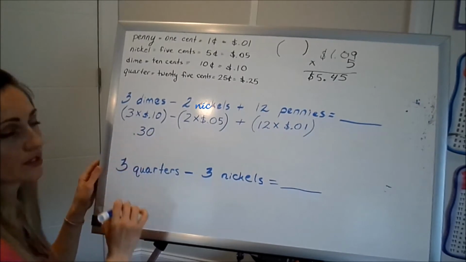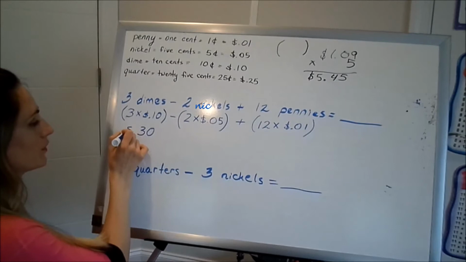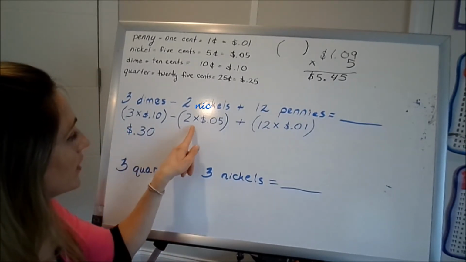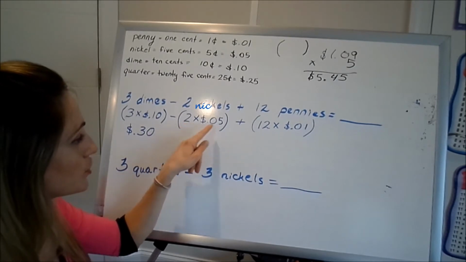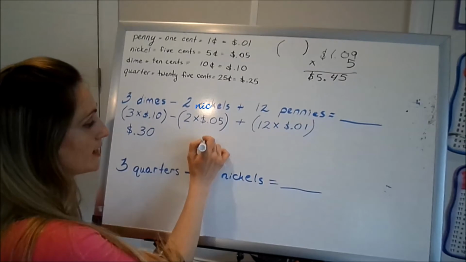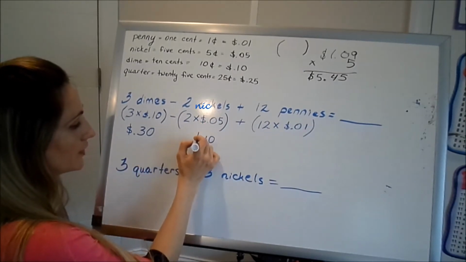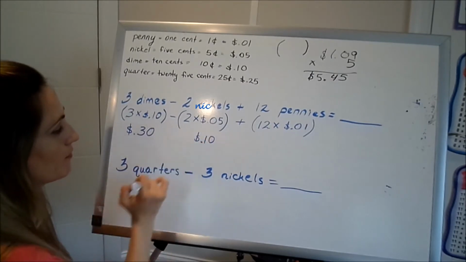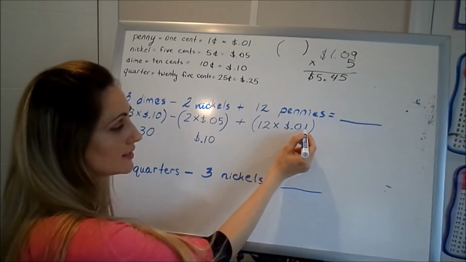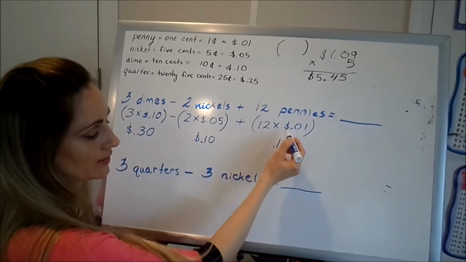That's easy. You already know how much 3 dimes is, right? And you are going to write it as a decimal point with a dollar value. Then you're going to write 2 nickels. What's 2 fives? It's a 10. So you're going to write 10, put its decimal sign there. Don't forget the dollar sign. There's your 10. And then 12 pennies. 12 ones is just 12 with your decimal point right there.